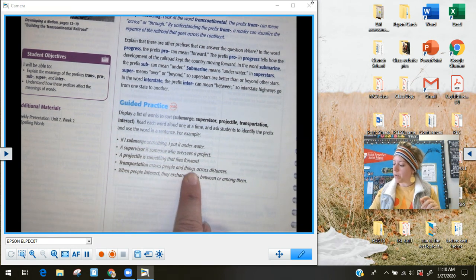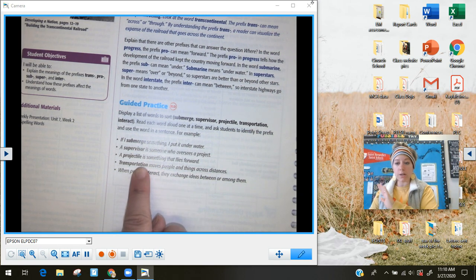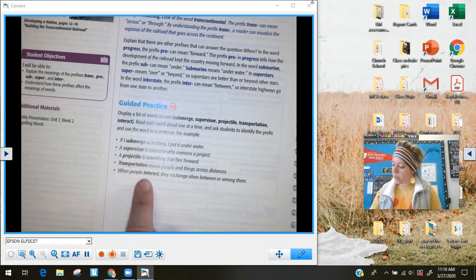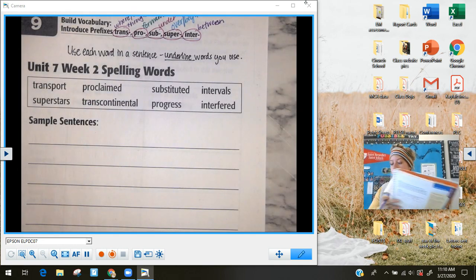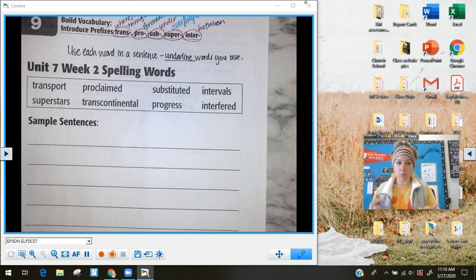Transportation moves people and things across distances. Remember, trans means across or through. So transportation is moving people through the country, across the country, whatever. And then the last one, inter: when people interact, they are exchanging ideas between or among them. And remember, inter means between, like an interstate highway. Those are highways that go between states.